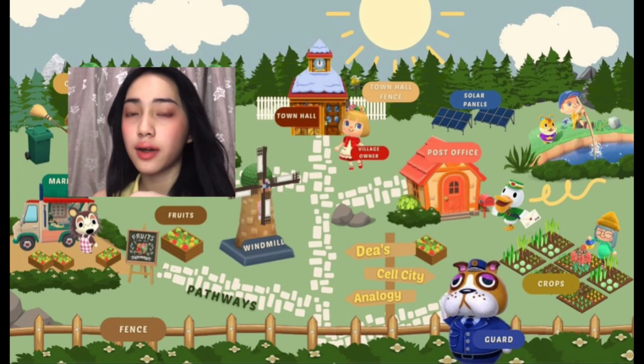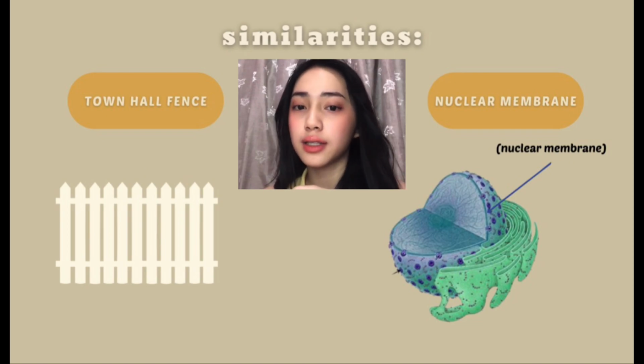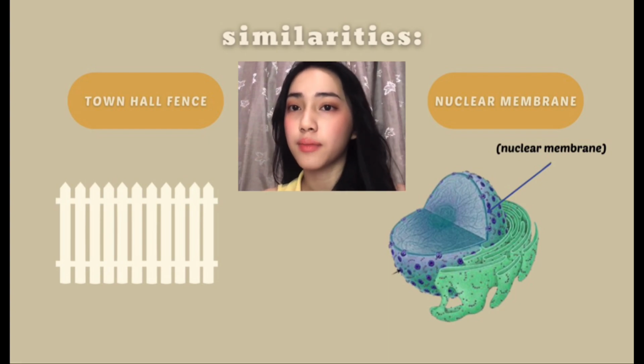Moving on, as you can see, there are fences surrounding the town hall. Its function is to enclose the town hall and control movements in and out of it. Similarly, the nuclear membrane is a double membrane that encloses the cell nucleus. It serves to separate the chromosome from the rest of the cell.